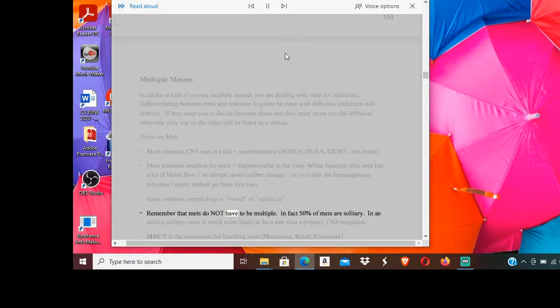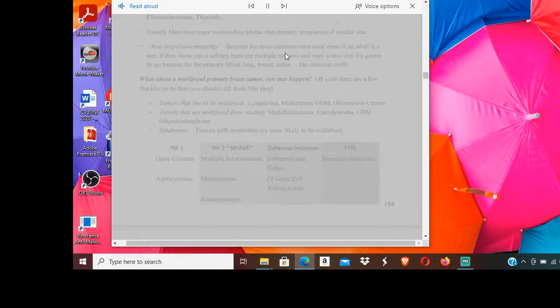Remember that Mets do not have to be multiple. In fact, 50% of Mets are solitary. In an adult, a solitary mass is much more likely to be a Met than a primary CNS neoplasm. MRCT is the mnemonic for bleeding Mets: melanoma, renal, carcinoid, choriocarcinoma, thyroid. Usually Mets have more surrounding edema than primary neoplasms of similar size.